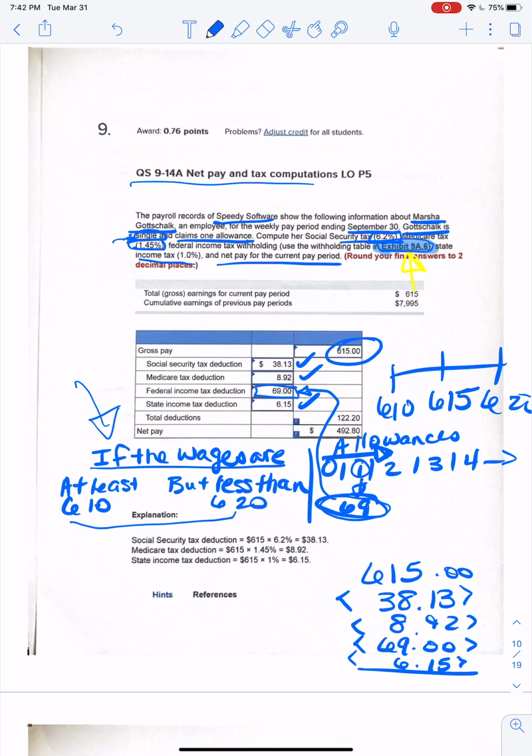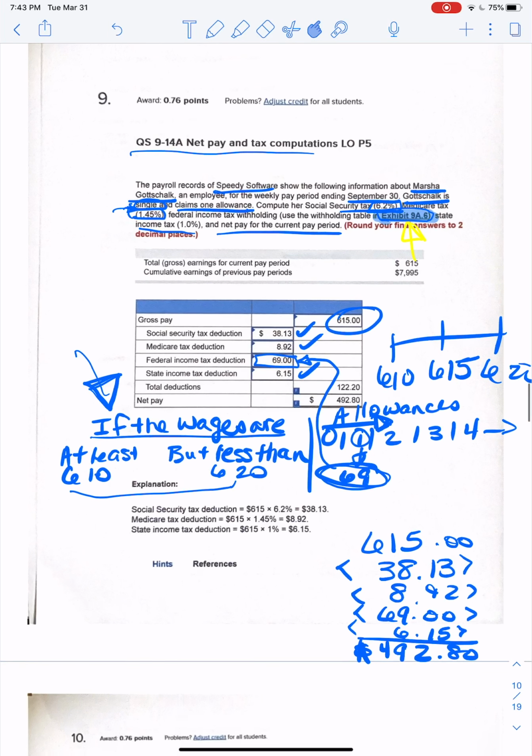And what I will come out to is $492.80. And that'll carry me through this right here on my net pay tax computation. Okay. And that is going to take us through to the end of question number 9. So hopefully that made some sense.